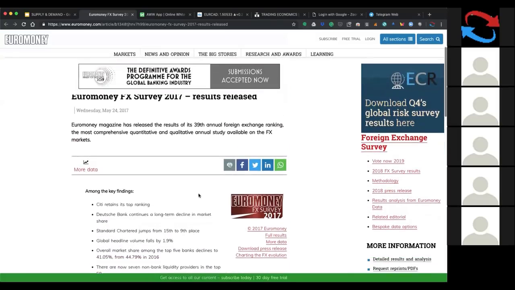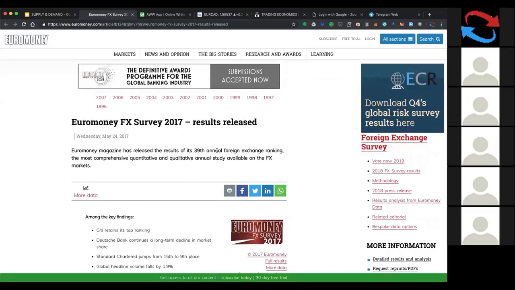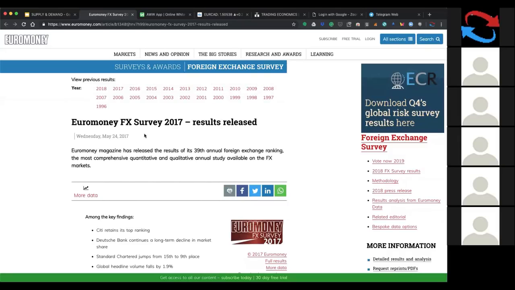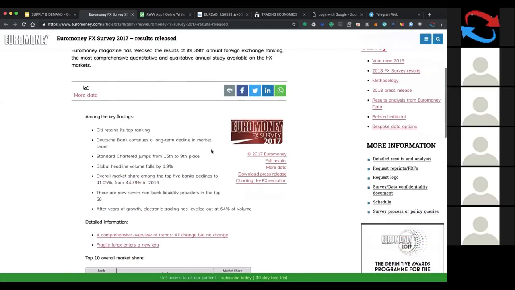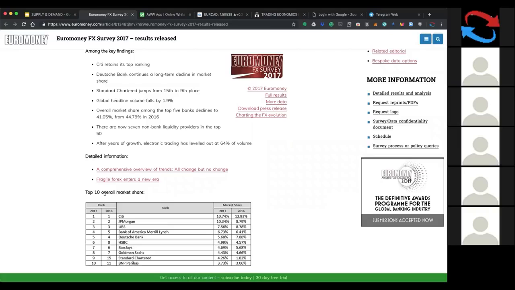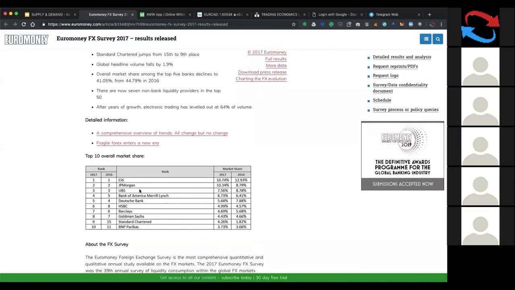We know that the Forex market is run by the banks. This is a Euromoney FX survey from 2017, showing the top 10 banks' overall market share of the FX market, and this was 2016. You've got Citi, JP Morgan, UBS, etc. Their market share overall is around 60% of the market, and everyone else is other financial institutions and banks.